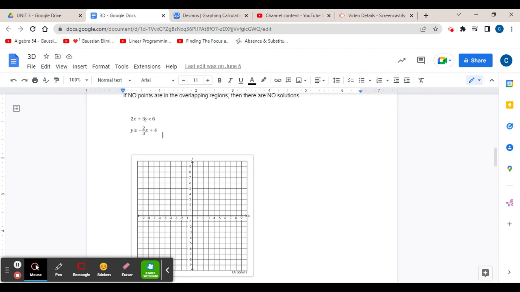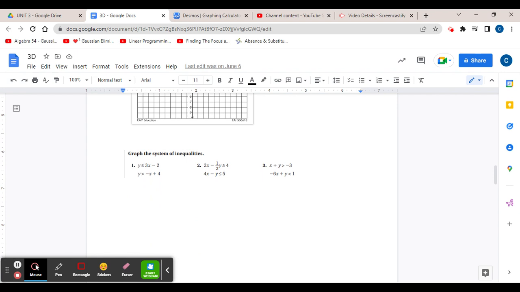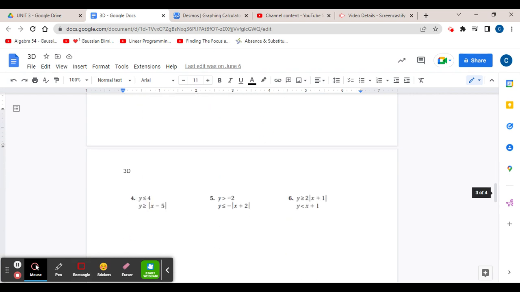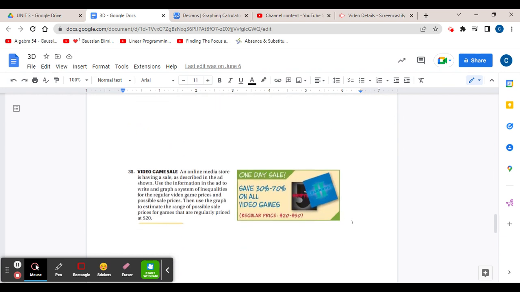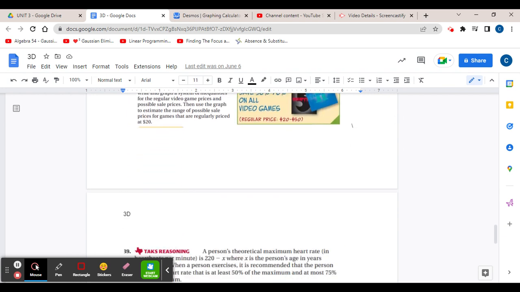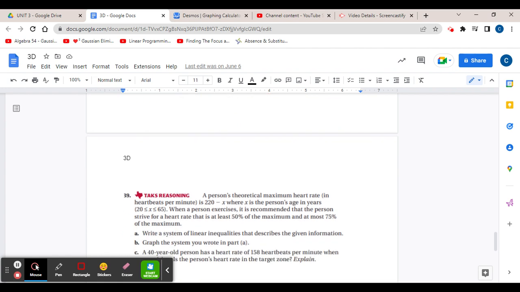If you want to graph those, you can on this little note sheet. Go for it. These problems here are graph the system of inequalities, so you could just sketch them out if you need to. We have these inequalities here, and you can go ahead and graph those. Then we have a couple of word problems on the bottom that you can go ahead and try.